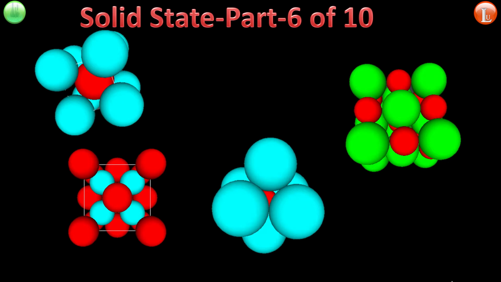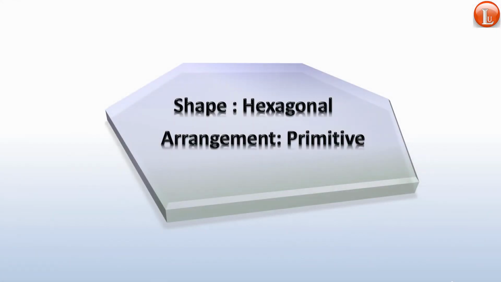In our course of study we need to only worry about cubic and hexagonal. We have already done all three arrangements in cubic, and hexagonal, by the way, has only one arrangement, which is primitive, which is what we're going to do in this particular video. So let us start with the Hexagonal Primitive Unit Cell.